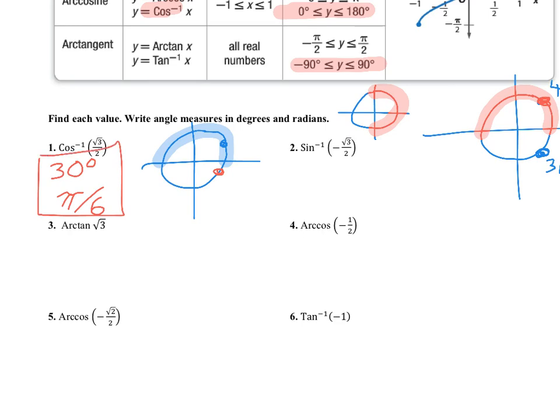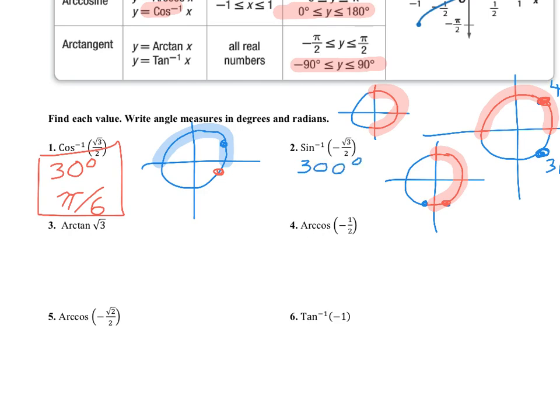Okay, for number 2, where does sine equal negative rad 3 over 2? So sine is the y. So sine equals negative rad 3 over 2 here and here. But remember the restricted domain? So we only want answers in quadrant 1 or quadrant 4. So what's that angle in quadrant 4? Well, from 270 it looks like we only went 30 degrees, so that would be 300 degrees.